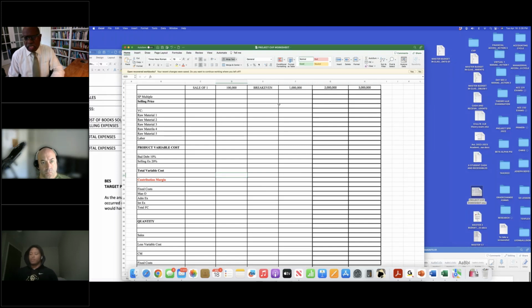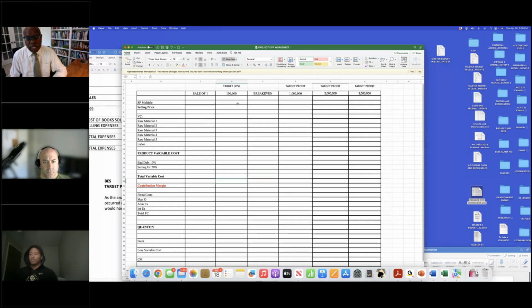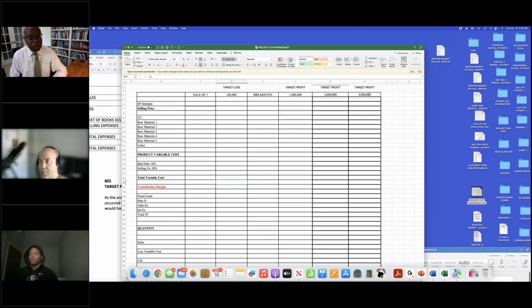So let's begin to look at what each year has to look like, whether it's a loss of 100,000, a break even, a profit of 1 million, 2 million, 3 million. Everybody has a year. Now, if you just got 3 people, then you're just doing 3 years. If you got 4 people, 4 years, 5 people, 5 years. Okay?